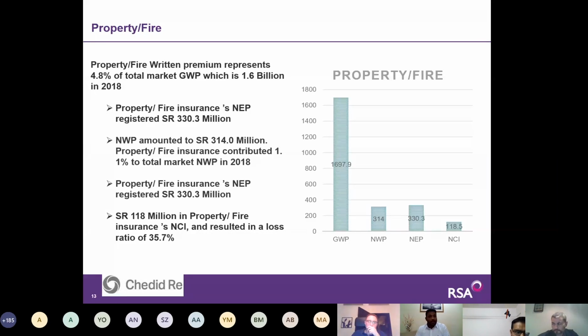Property fire insurance net written premium registered almost Saudi Riyal 330.3 million. As you can see in the chart on the right hand side, you can see the gross written premiums, which is almost 1,697.9 million, and the net written premium is 330.3, and the net earned premium amounted to 314 million. Property and fire insurance contributed to 1.1% of the total market net earned premium in 2018. And as you can see, the net claims incurred as well, it's 118.5 million, which almost represents 35.7% of loss ratio on a net basis.